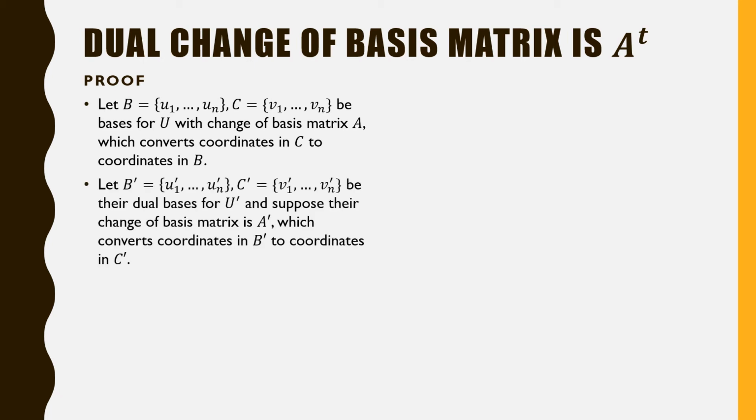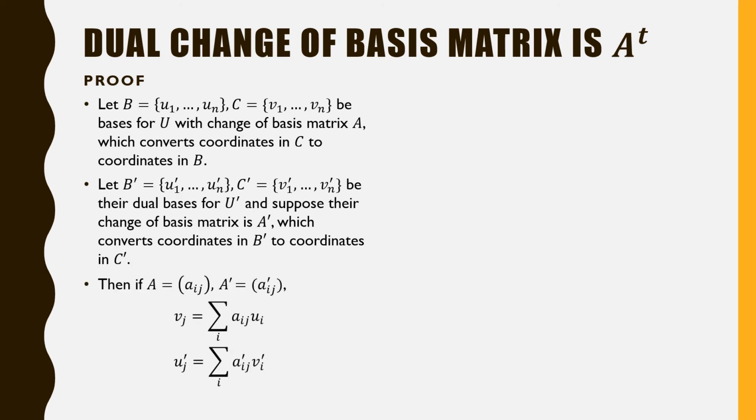B prime will be the dual basis to B, and C prime will be the dual basis to C with the usual notation. Their change of basis matrix will be A prime, but in this case, it'll change the basis the other way. So A prime will denote the change of basis matrix that converts coordinates in B prime to coordinates in C prime. So the columns of A prime are the coordinate vectors of the B prime vectors in the C prime coordinates. To write this mathematically are the following two equations.